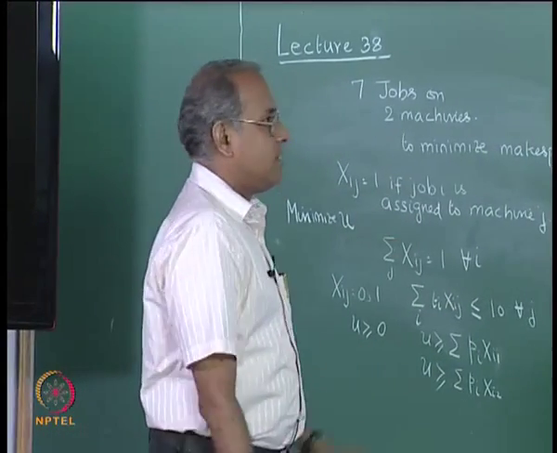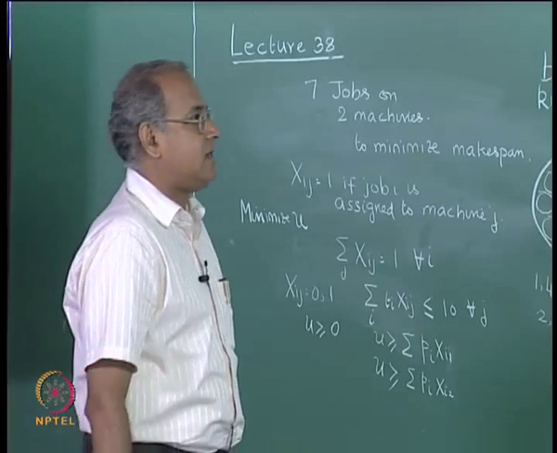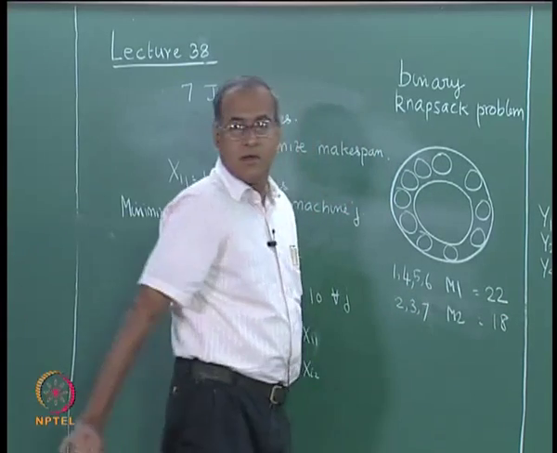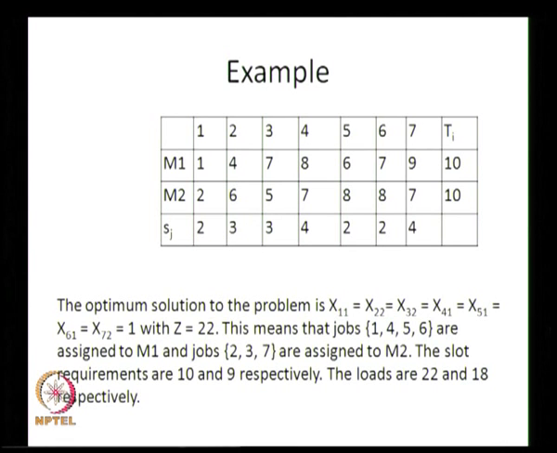Now, when we do this, jobs 1, 4, 5, 6 on machine 1 have time 1 plus 8, 9, 9 plus 6, 15 plus 7, 22. The tools required are 1, 4, 5, 6: 4 plus 2, 6 plus 4, 10. Jobs 2, 3, 7 on machine 2 is 6 plus 5, 11, 11 plus 7, 18. In terms of tool requirement, 2, 3 and 7 is 3 plus 3, 6 plus 4, 10. So, the loads are 22 and 18, and the most balanced load is 18.